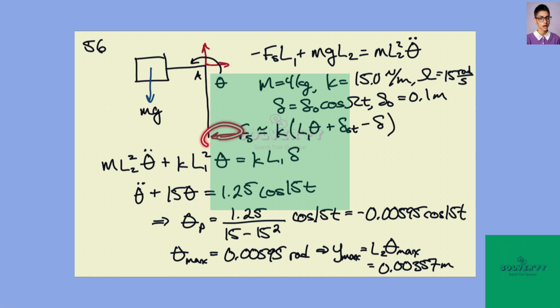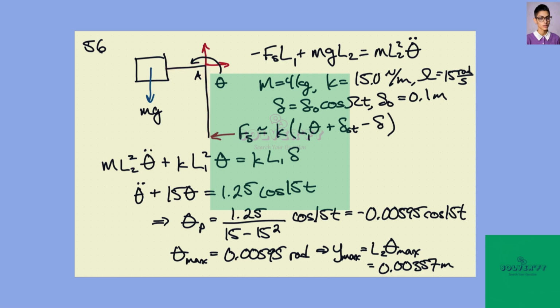So we have our spring force here, we have our gravitational force, we have our reaction forces at the pin. Take moments about point A, and we get the moment caused by the spring force, the moment caused by gravity, and then we're told to neglect the mass moment of inertia of this bar as compared to the moment of inertia contributed from this block, which is mL2 squared theta double dot, and this is L2, and I've said this is L1.